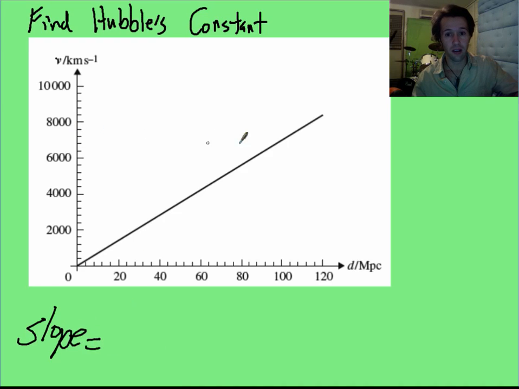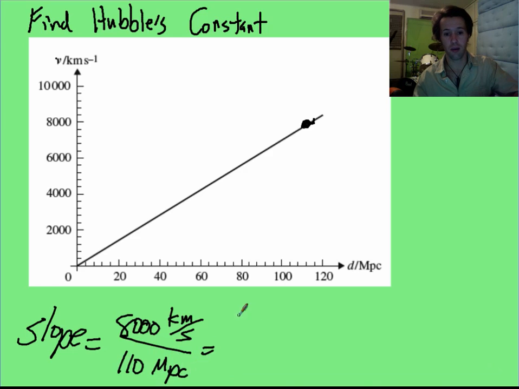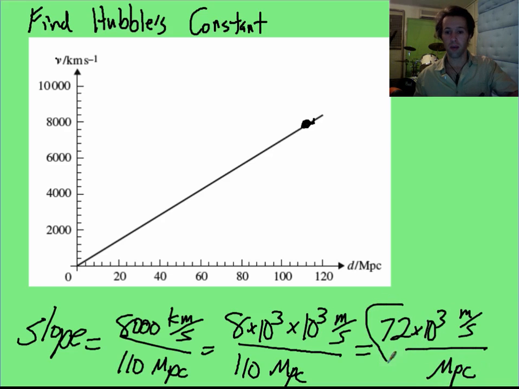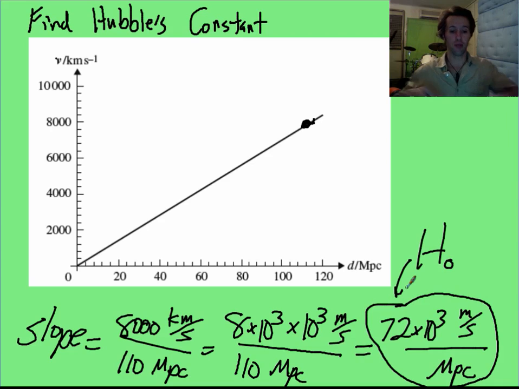And the slope of this line is, I might look out here at about maybe 8,000 kilometers per second divided by a distance of maybe 110 megaparsecs. Maybe I'm going to turn that into 8 times 10 to the third, since it's kilometers, times another 10 to the third meters per second, divided by 110 megaparsecs. And I'm going to get a slope of, I believe, something like 72 times 10 to the third meters per second per megaparsec. And I know that's some weird units, but that is a fairly familiar unit for finding Hubble's constant, which we call capital H sub 0.